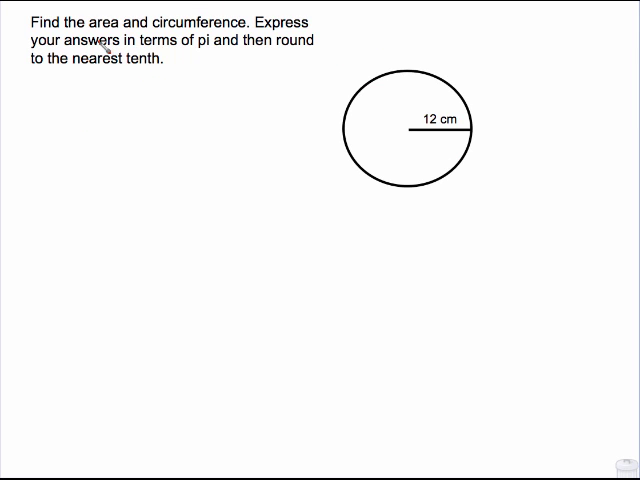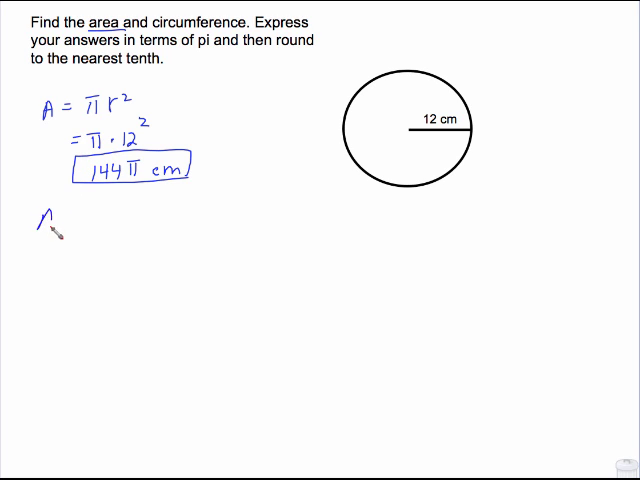So back to this problem, find the area and the circumference. Express your answers in terms of pi and then round to the nearest tenth. So let's do area first, only because they asked me to do it first. Area is pi r squared. So this is pi times the radius, which is 12 squared. Do this arithmetic, it is 144 pi. Not pi 144. You need to put 144 in front of the pi, centimeters. That is our area in terms of pi.